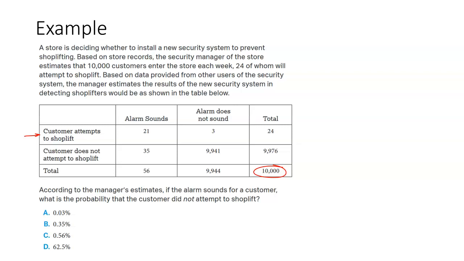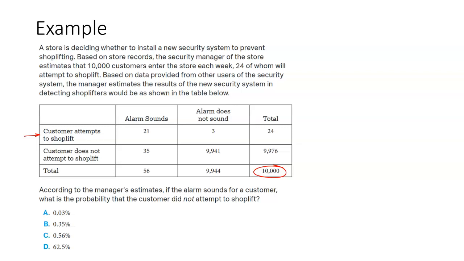So, of the customers that attempt to shoplift, there's 24 total. 21, the alarm went off, and 3, the alarm did not. Okay? That's what each of those cells represents, and the total is represented at the end. Customers that did not attempt to shoplift. Good for them. Law-abiding citizens. Okay? There was a total of 9,976. Most people are law-abiding citizens, so that makes sense.